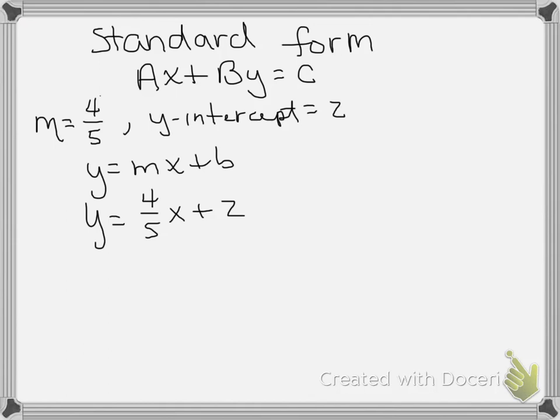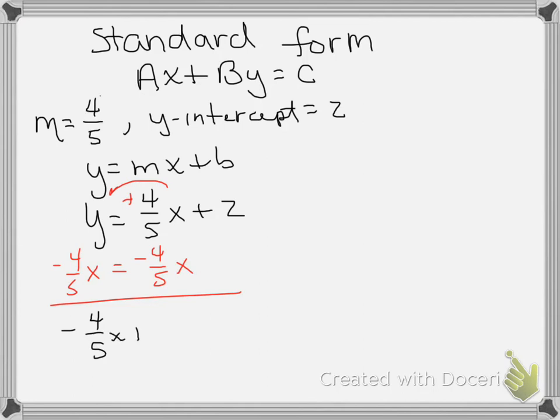Now remember, we want it in standard form, so that means I want to move my x over to the other side with the y. So since it's a positive, I'm going to subtract 4/5 x from both sides of this equal sign. So we have minus 4/5 x plus y equals 2.